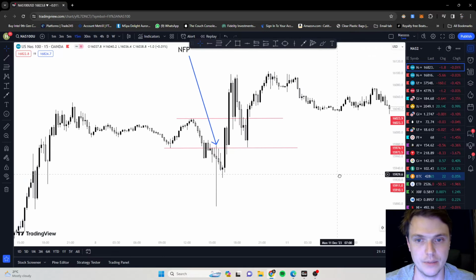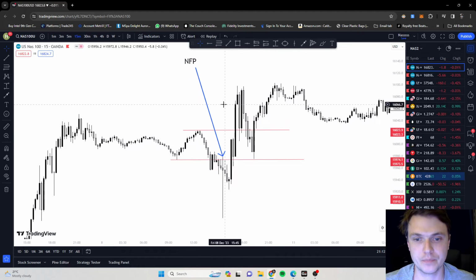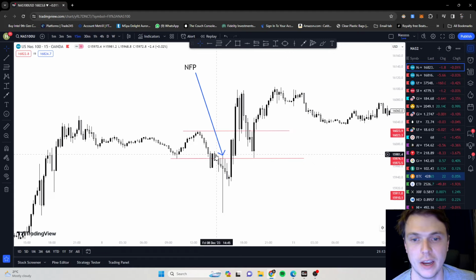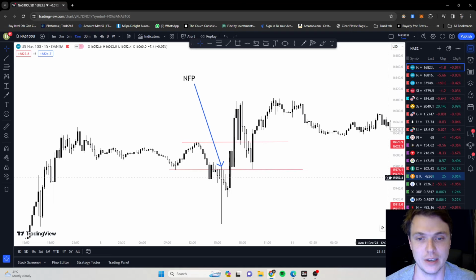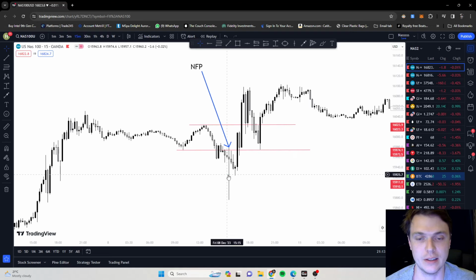Okay, let's go again. NFP on the 8th of December 2023. It already took out the low of the London session. We know it needs to go take out the high. Yes, it retested at the bottom here for a quick sell. You're more than welcome to take those risky quick sells because it already retested the bottom. But we know it needs to go take out the high.